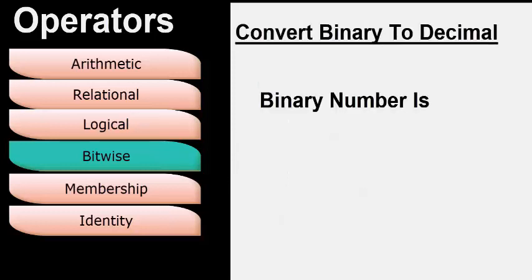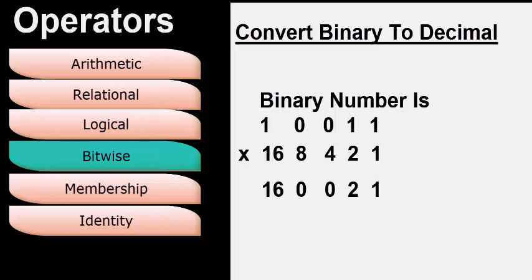Now to convert this binary number to decimal, again we use the multiples of 2, and after multiplication we get 16, 0, 0, 2, 1. Then we add these numbers and so the decimal number is 19. Let's apply bitwise operators to these binary numbers.